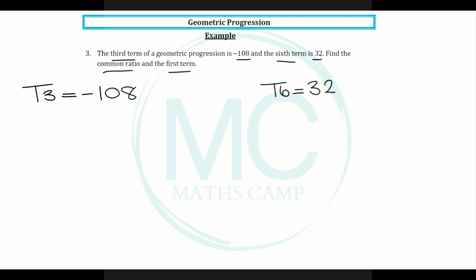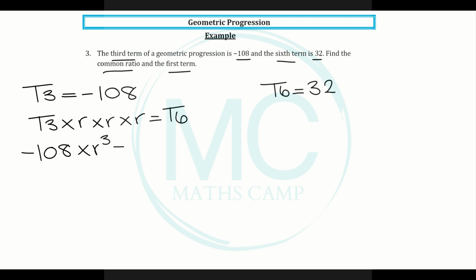In a geometric progression, there is a common ratio of r between our terms. That means that if I take term 3 and I multiply by r, I get term 4. Multiply by r, I get term 5. Multiply by r again, I get term 6. I can use this to find the value of r. Term 3 is negative 108. Multiply by r 3 times, I'm going to multiply by r cubed, is equal to term 6, 32. Now to get the r term by itself, let's divide both sides by negative 108. So r cubed is equal to 32 over negative 108.